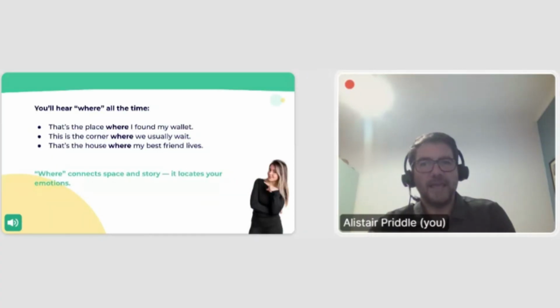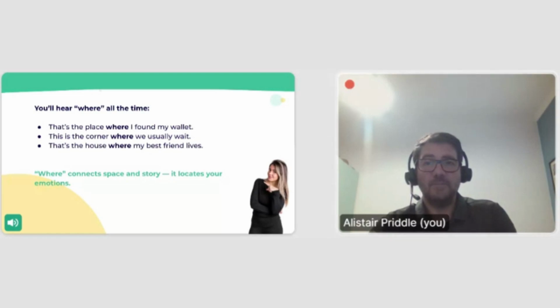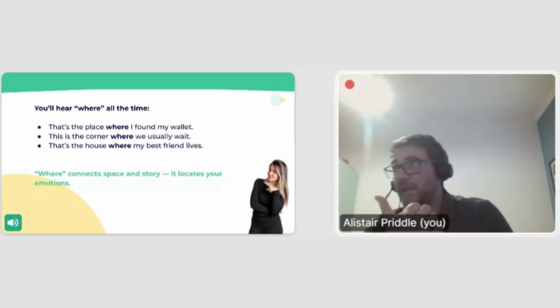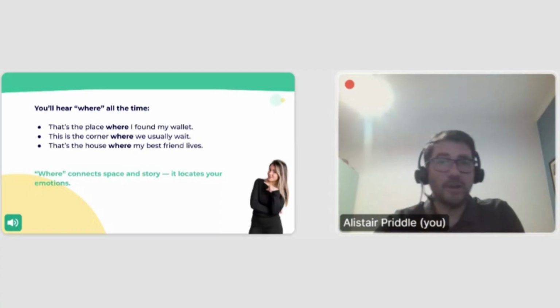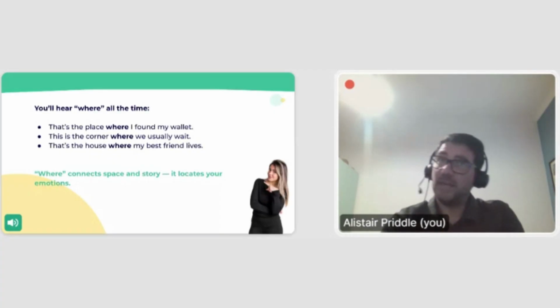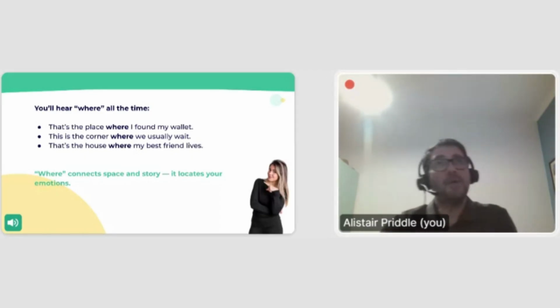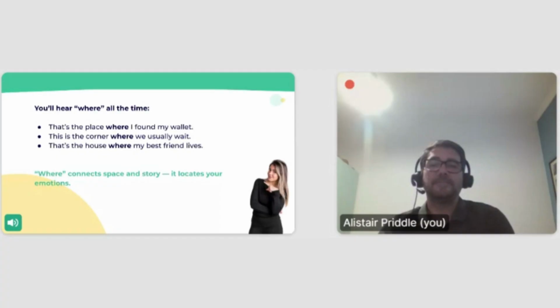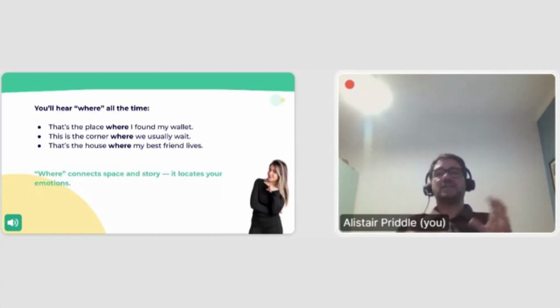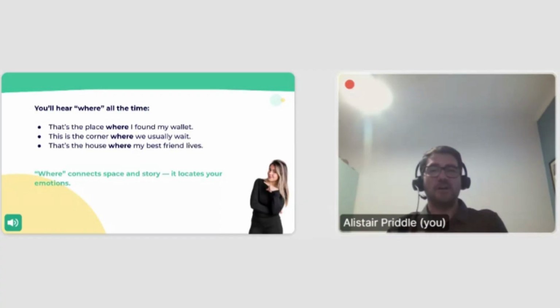You'll hear where all the time in English. That's the place where I found my wallet. This is the corner where we usually wait. And that's the house where my best friend lives. So where connects space and story. It locates your emotions. Very nice.